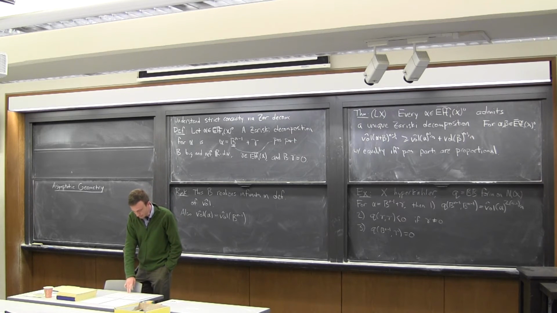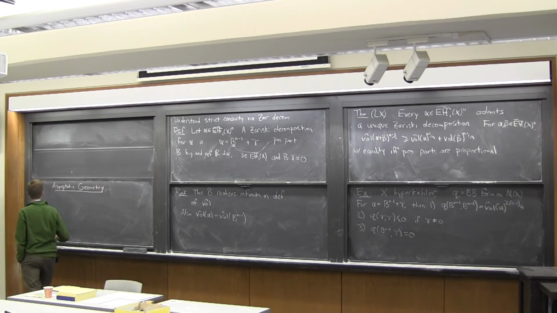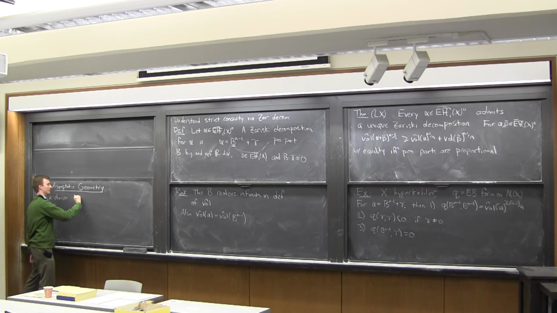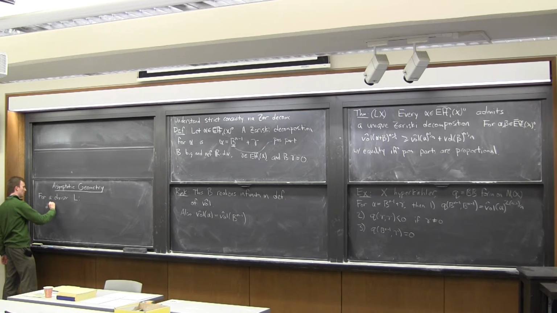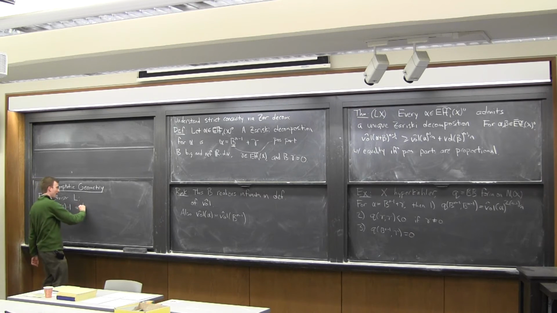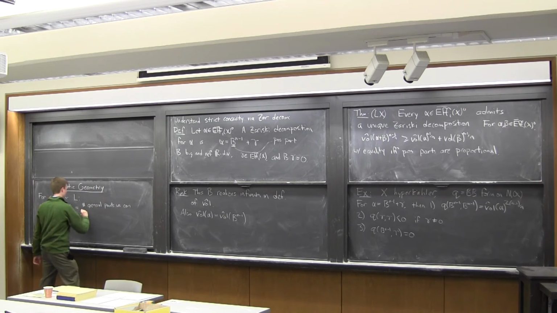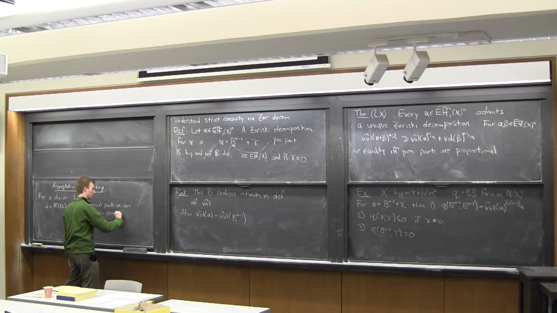So here's a suggestion. Let me say this. For a divisor L, we can interpret the dimension of the space of sections of L, minus 1, as the number of general points we can impose on elements of the linear series associated to L.